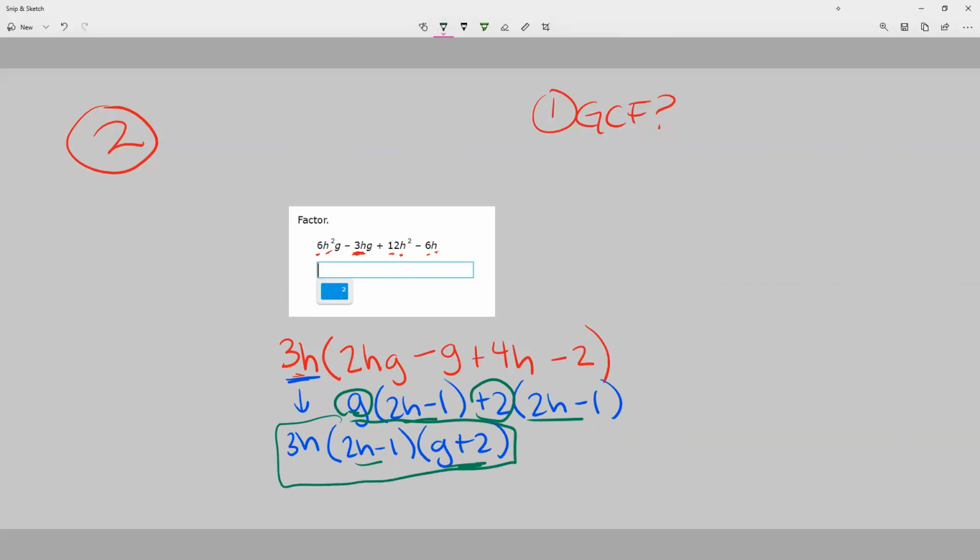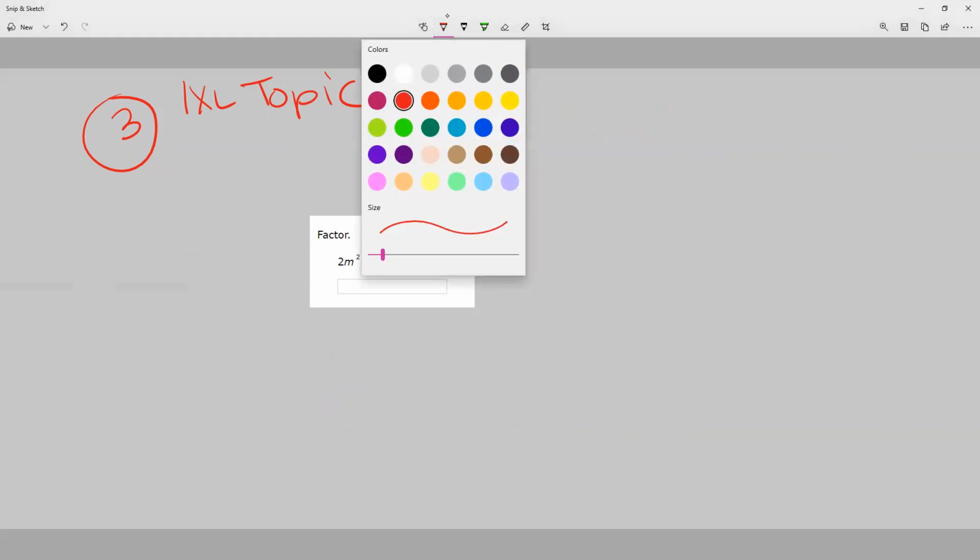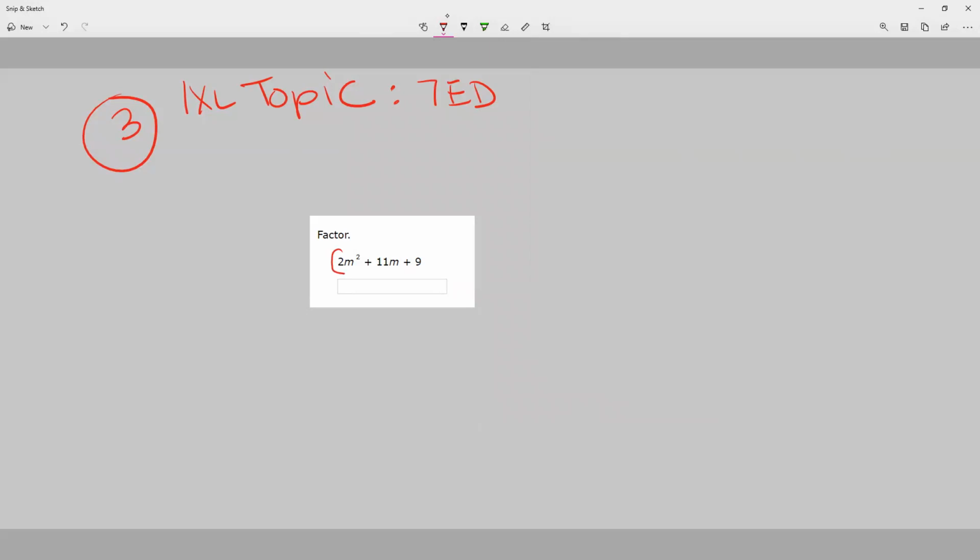All right, moving on then to this week's stuff. So this example is from IXL Topics ZED, and it's factoring again, but this time you'll notice that there's a coefficient out front that is not 1. So it's something different than 1. So in this case, it's 2. Luckily, it's not that much different than what we've been doing.